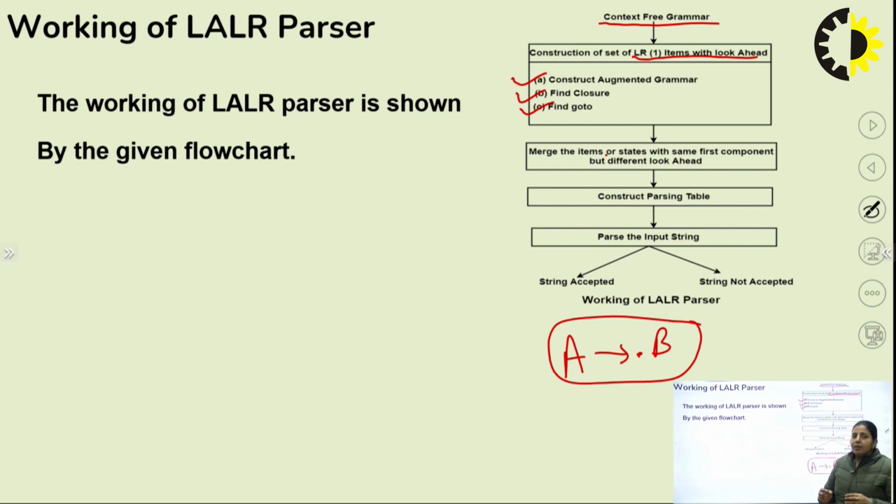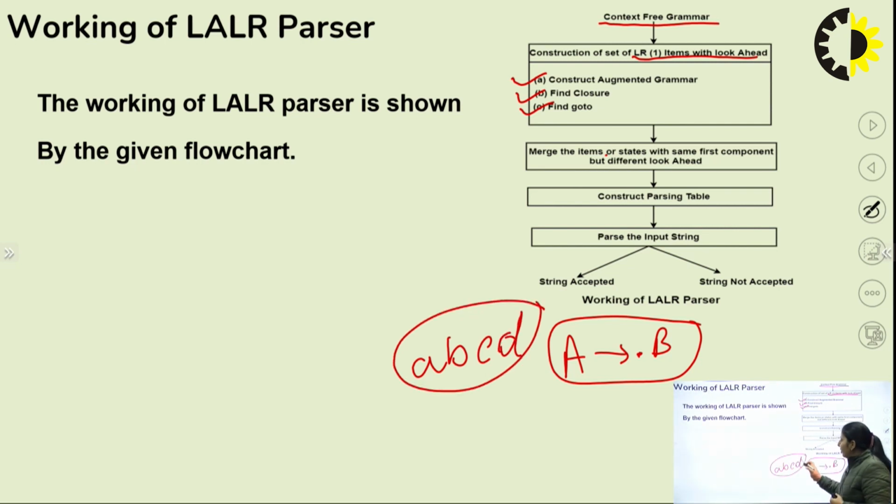After the parsing table, we can now pass the input string, which can be of any value, or any number of items can be there in that particular string. A string contains a set of terminals, like A, B, C, D. Then if this is a string, we have to parse this string using the LALR parser.